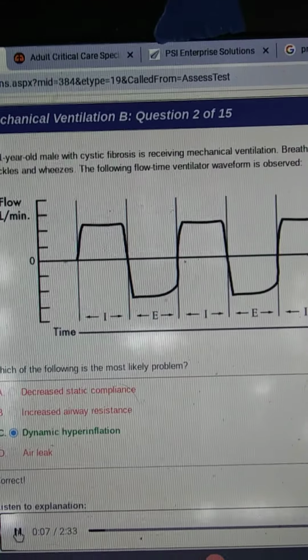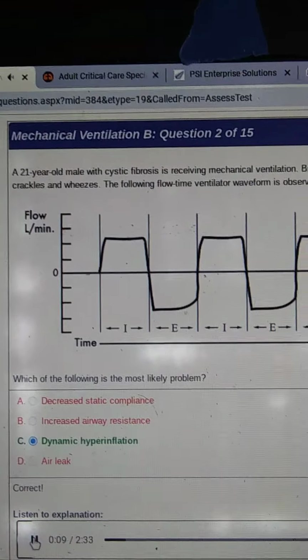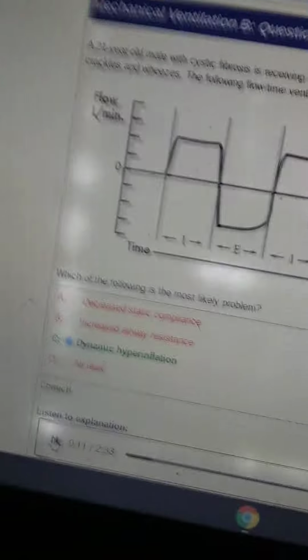21-year-old male with cystic fibrosis that's receiving mechanical ventilation. Breath sounds reveal bilateral crackles and wheezes, and then we have a flow time ventilator waveform that's observed. And then the question is, which of the following is the most likely problem?